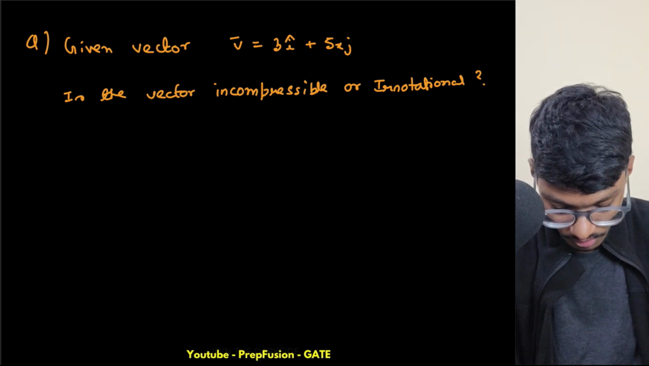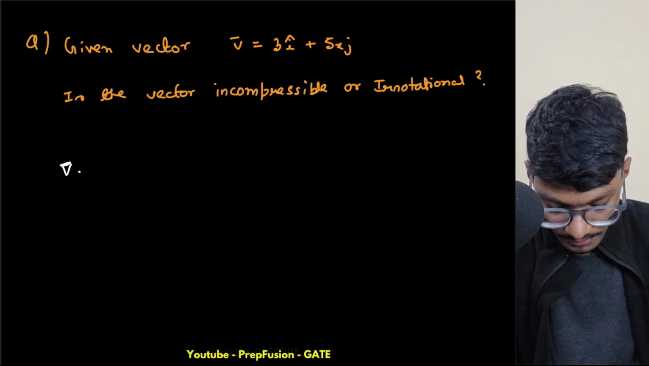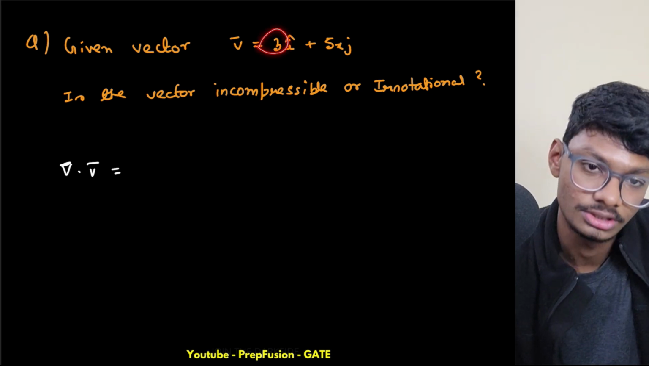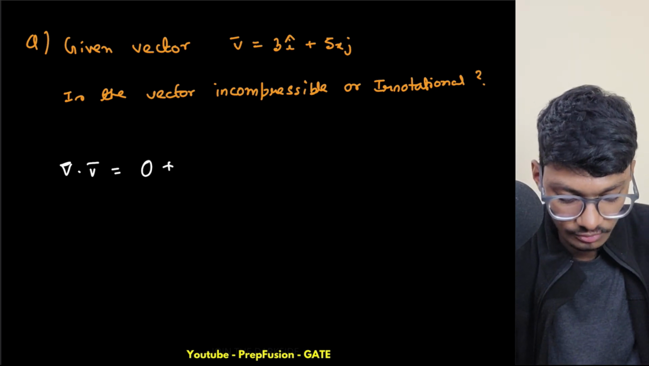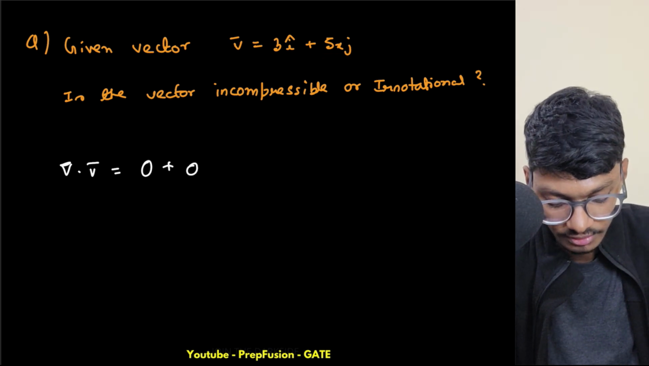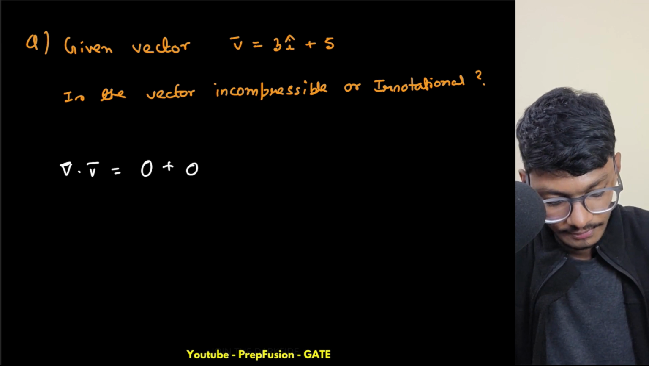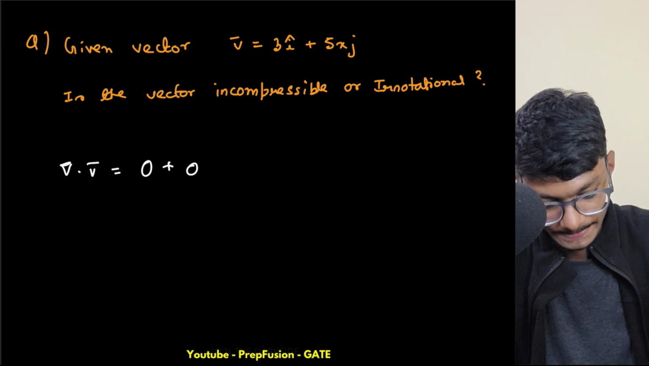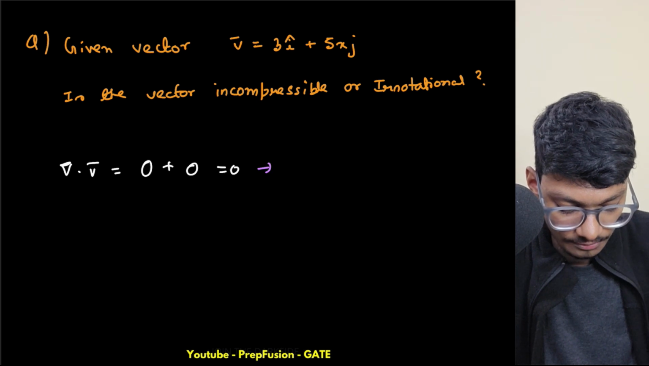So divergence of v bar is simply like, first we'll differentiate with respect to x the i component, which is 0, and I'll differentiate with respect to y the j component, which is again 0, because here we have 5x. So it will be 0, hence this is incompressible.